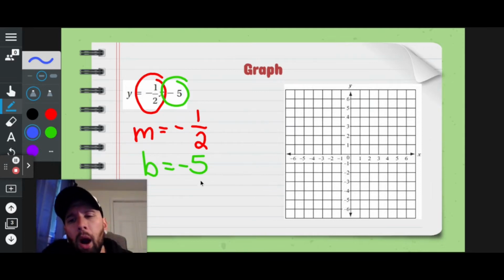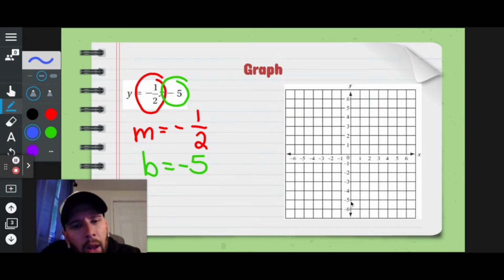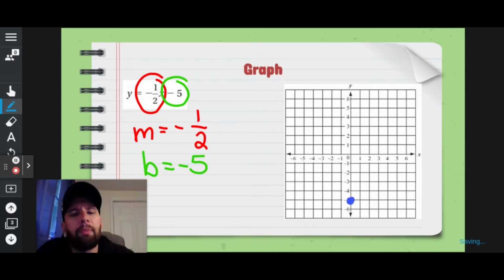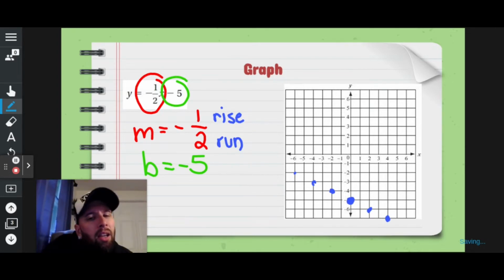So now that I have a y-intercept, I have a starting point. I'm going to take my y-intercept, which is negative 5. I'm going to go to my y-axis, and I'm going to put a dot at negative 5. My slope is negative, which means it goes down and to the right or up and to the left. This is my rise. That is my run. So I'm going to go up 1, left 2, up 1, left 2. When I run out of space, I do the same thing by going down 1, right 2, down 1, right 2. I have myself a perfectly straight line.